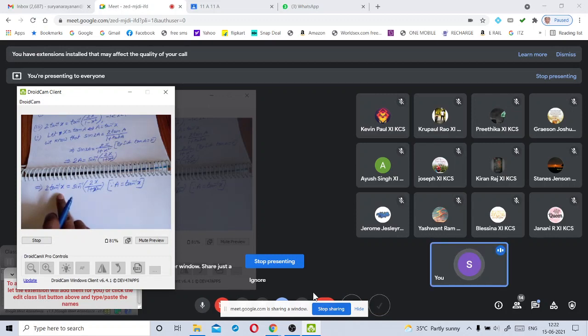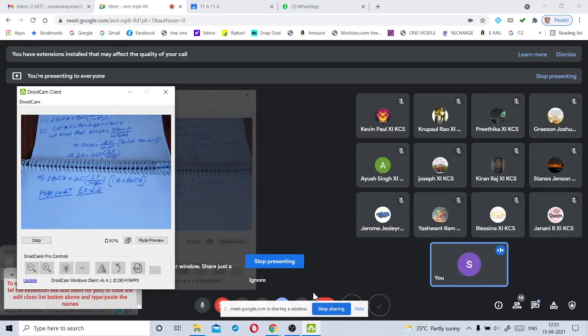Now come to the exercise 2.2. Exercise 2.2. All of you open the textbook, page number 47.